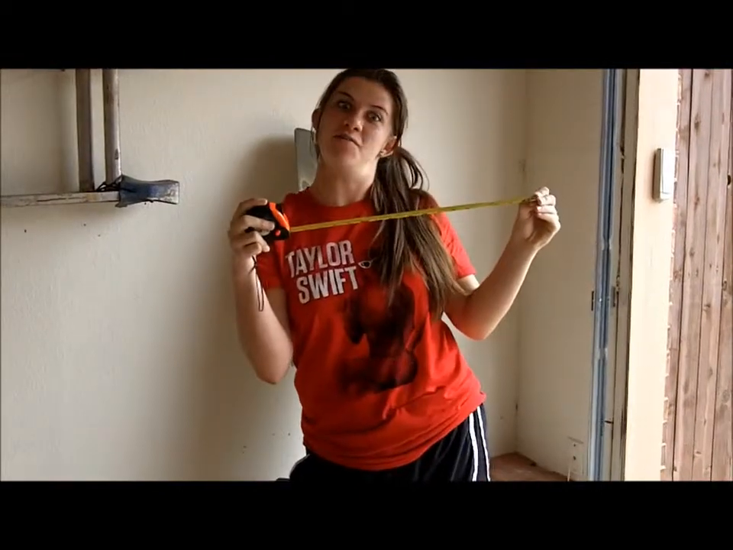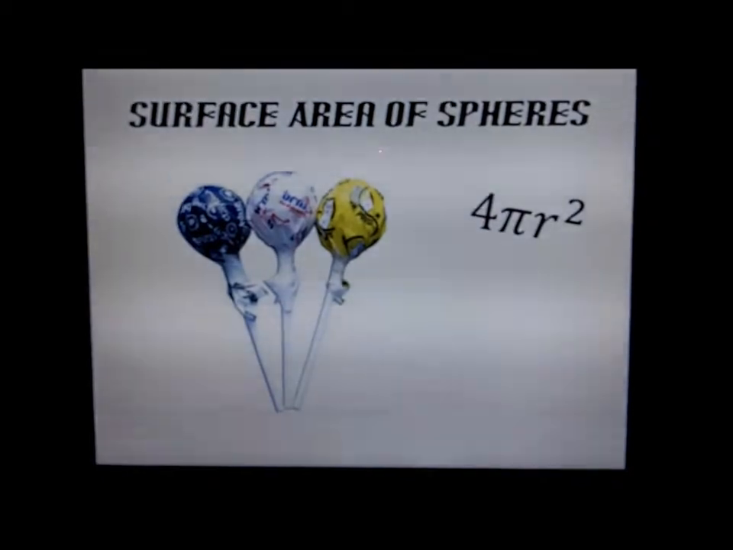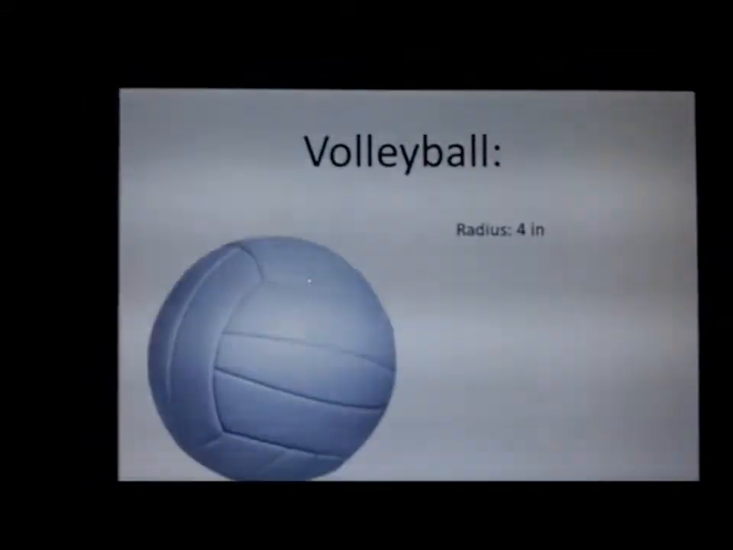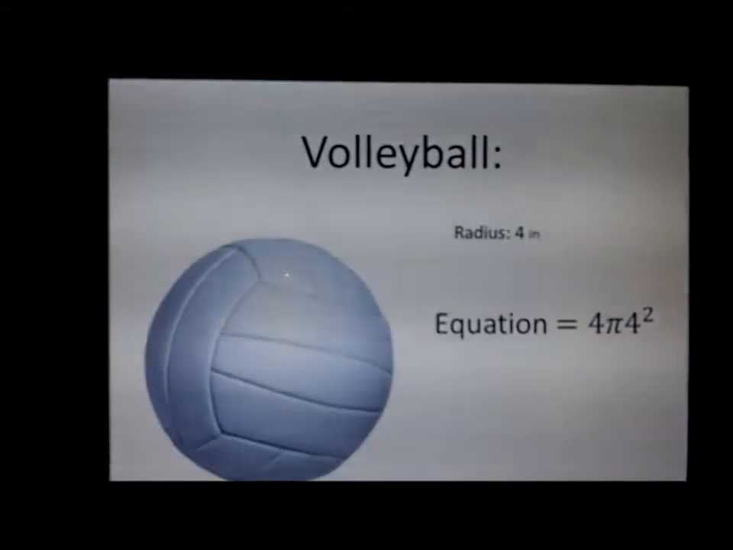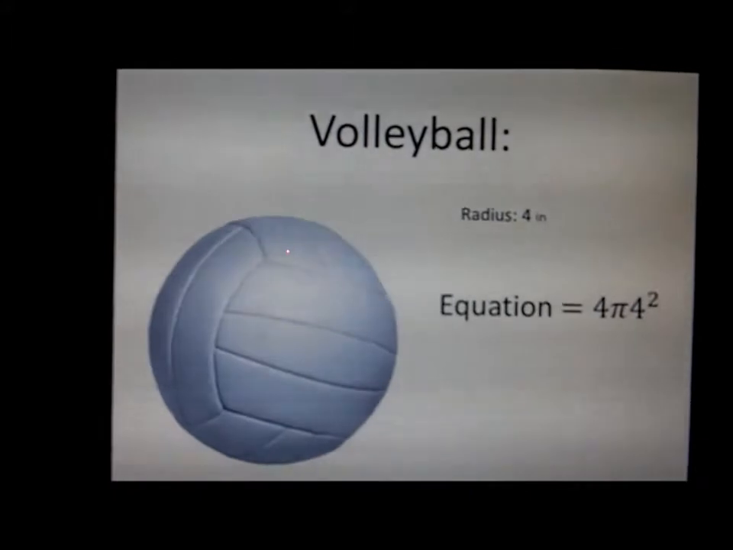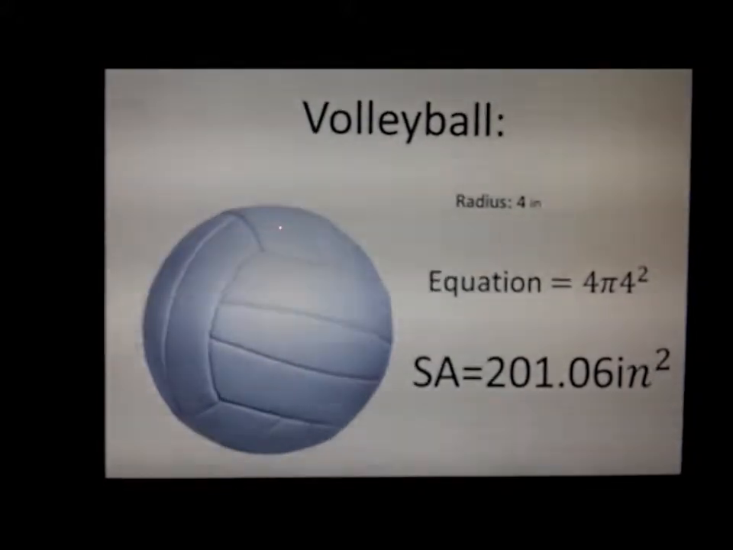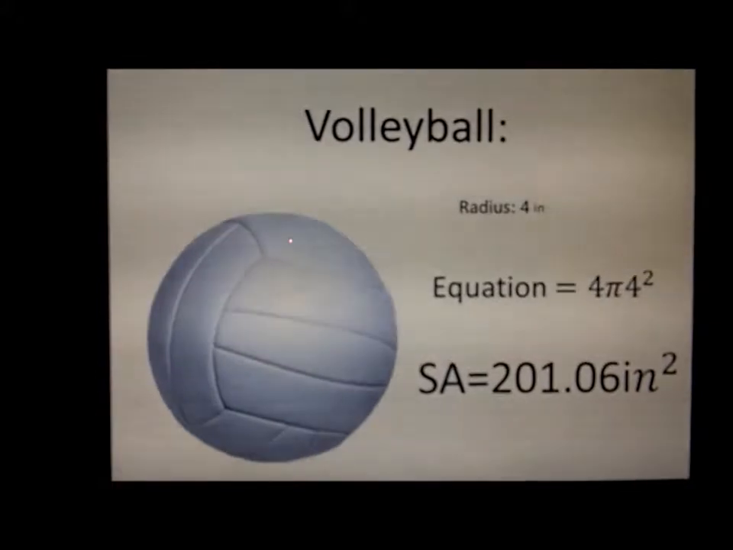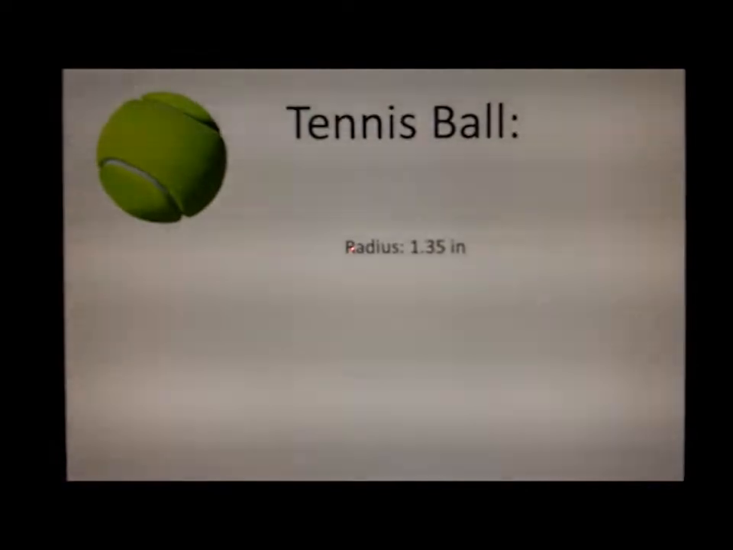Let's get down to business. To find the surface area of a sphere, the equation is 4 pi r squared. To find the surface area of a volleyball, we need to know the radius. The radius is 4 inches. To find the surface area, we use the equation of 4 pi r squared. In this case, r is 4. And when you plug it all in, it equals 201.06 inches squared.